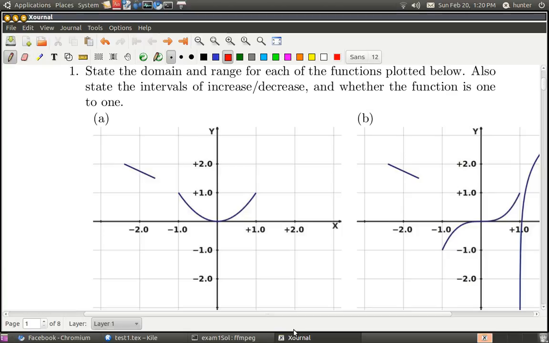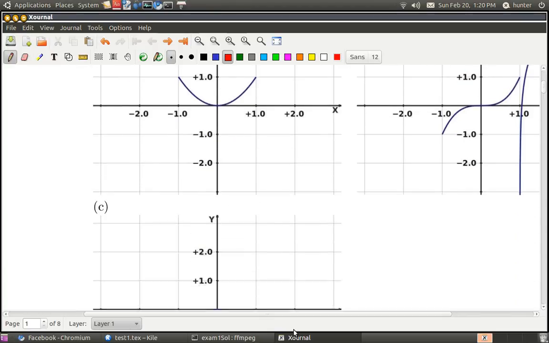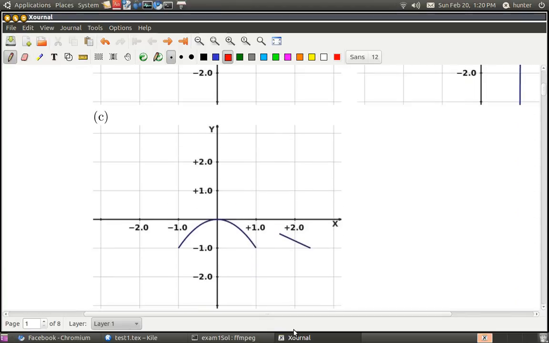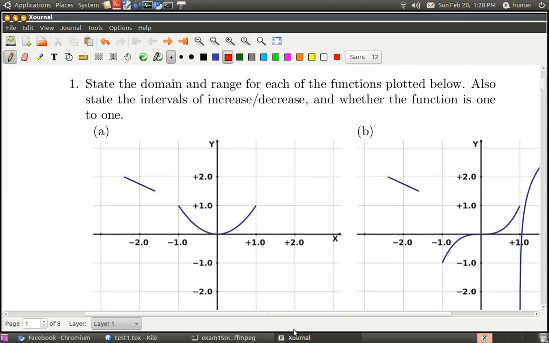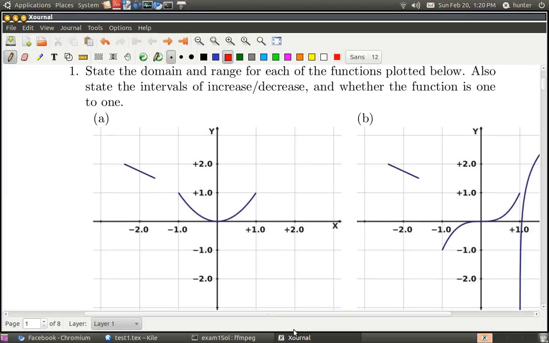It says, state the domain and range for each of the functions plotted below. Also state the intervals of increase, decrease, and whether the function is 1 to 1. So there are 3 parts to this question, A, B, C. So let me just start here on A. Alright, so first let's do the domain.